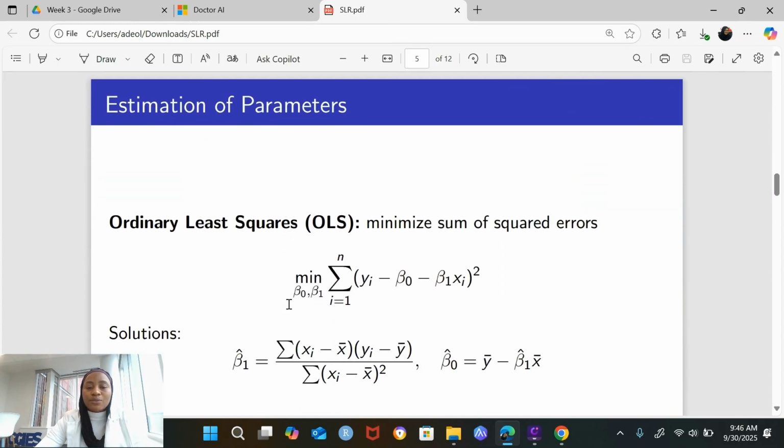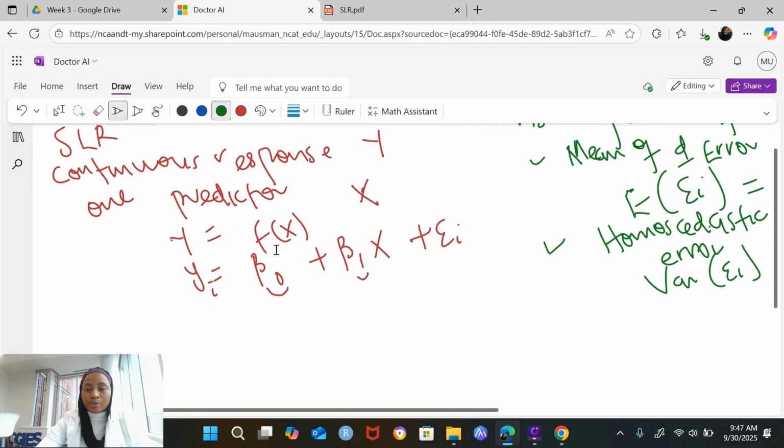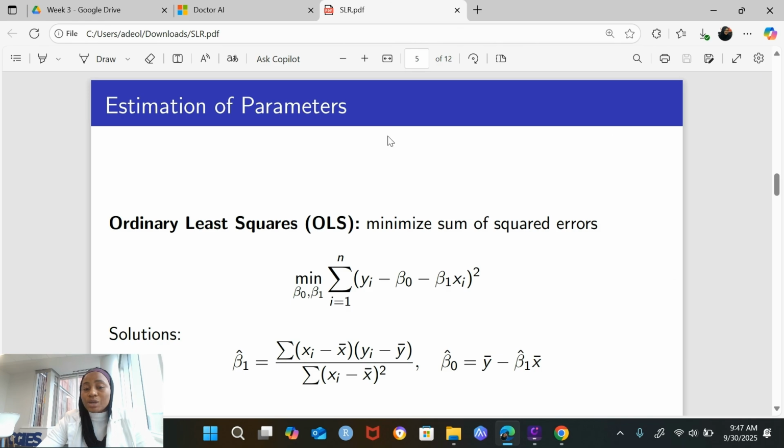So the next thing we want to do is how do we estimate our parameters? Because remember, we are trying to fit a model like this. This is our continuous response, this is our intercept, this is our slope, this is our predictor variable, and this is our error, okay? So when you have this model, the aim is for us to estimate the intercept and find the estimate for the slope, and that way we can see the relationship between the y and the x. But if we do not estimate these two parameters, we cannot really see what influence one is having over the other, okay? So that's what we are trying to do here.